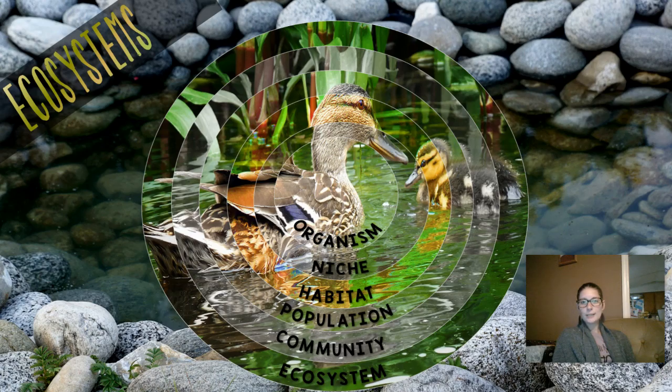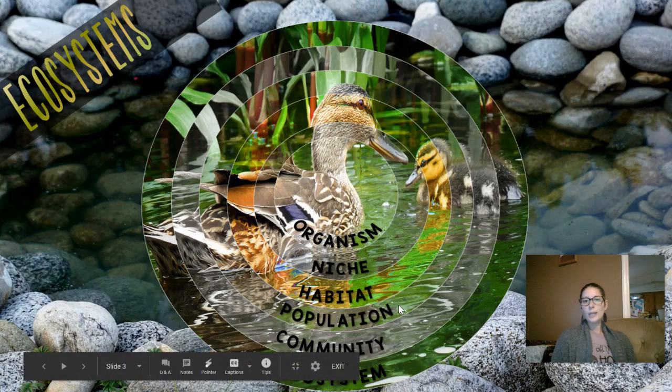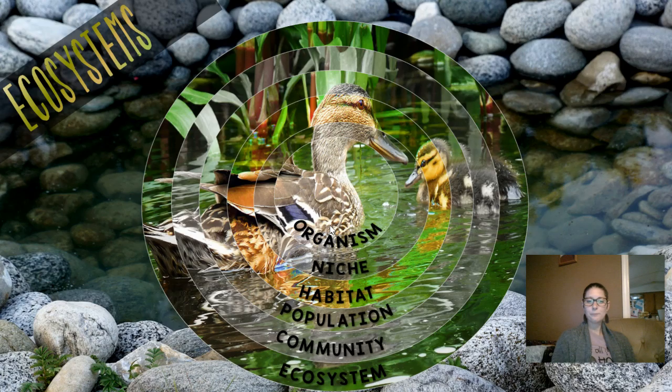All right, so you've got organism, niche, habitat, population, community, and ecosystem. So the biggest part of your target circle is the ecosystem. It contains the community, the population, the habitat, the niche, and the organism, okay? But the community only contains the population, the habitat, the niche, and the organism. The population only contains the habitat, the niche, and the organism. The habitat only contains the niche and the organism. And the niche only contains the organism, okay?